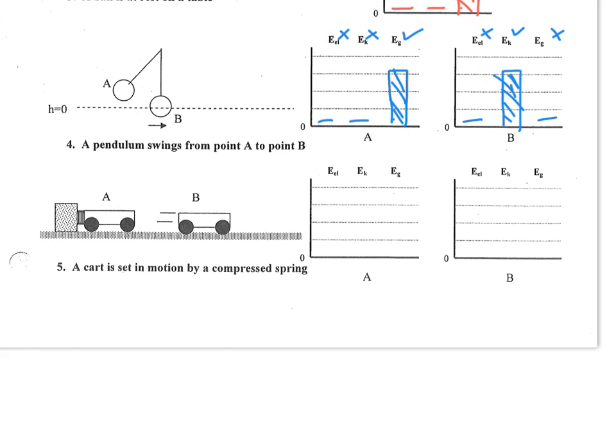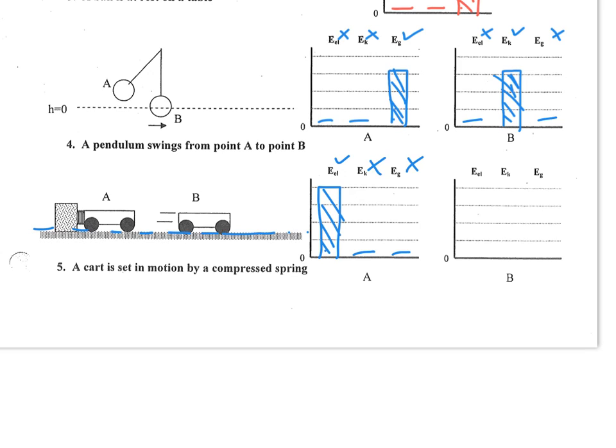A cart is set in motion by a compressed spring. At A, is there a stretched or compressed spring? Yes. Is it moving? No. Is it above the base level? If we make this our base level, no. No kinetic energy, no gravitational potential energy. All of this is elastic potential energy. Again, it doesn't matter how many boxes high I'm going.